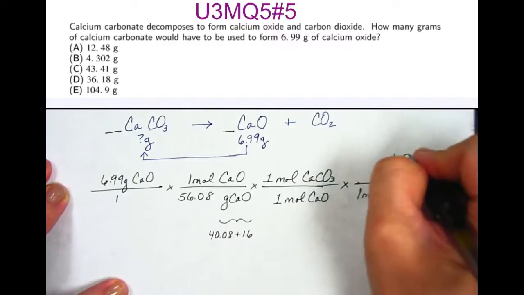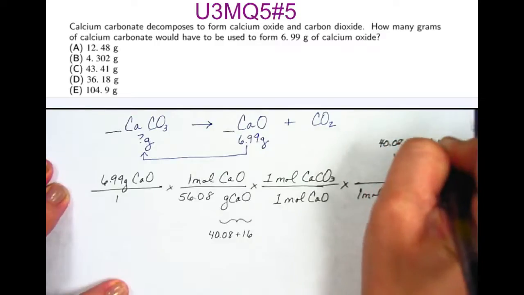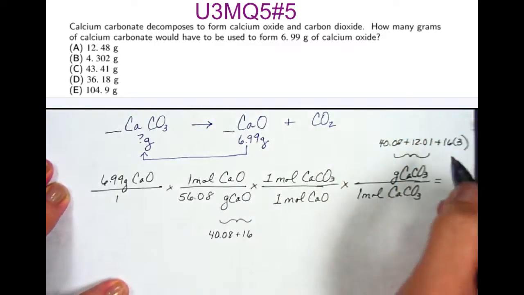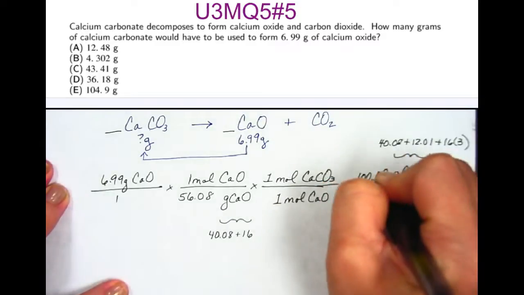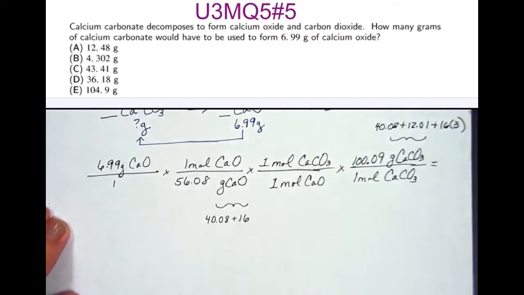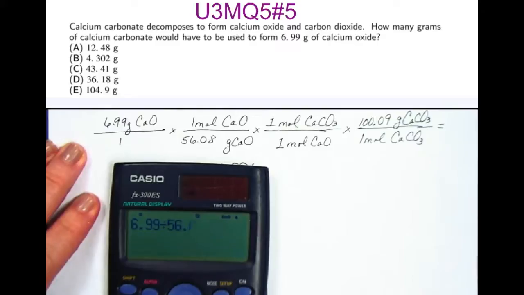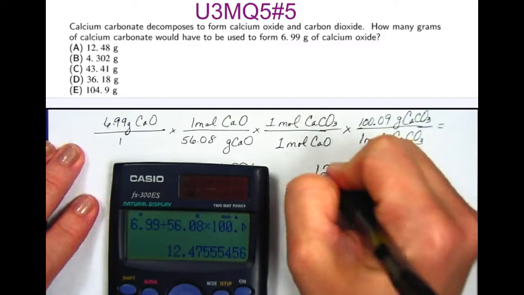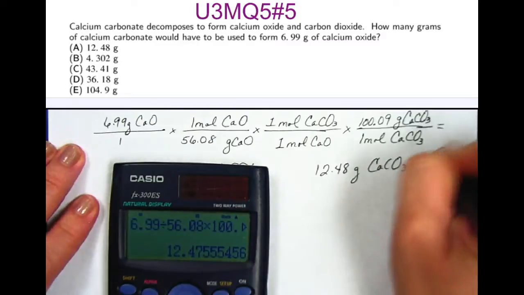When we add up 40.08 plus 12.01 plus 16 times 3, we get 100.09 grams. When I type this into my calculator, I get 6.99 divided by 56.08 times 100.09, and we get an answer of 12.48 grams of calcium carbonate, which is letter A.